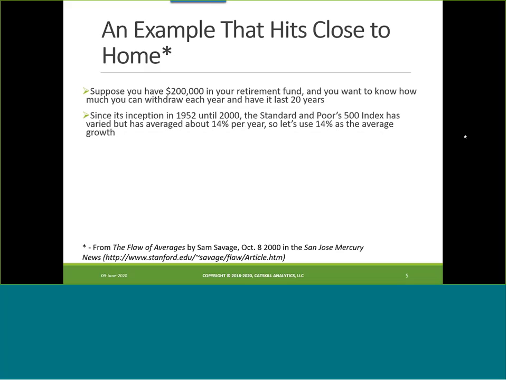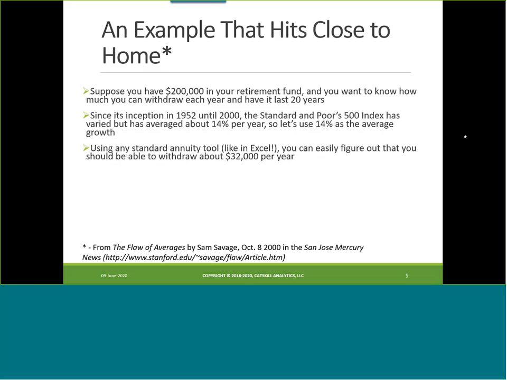If you look at the historical data, and I said this was originally published in 2000, so it could stand to be updated perhaps, but I suspect, quite honestly, that the averages are not going to be that far off. Since its inception in 1952 until 2000, the Standard & Poor's 500 index varied, but it averaged about 14% per year. So let's use that as the average growth.